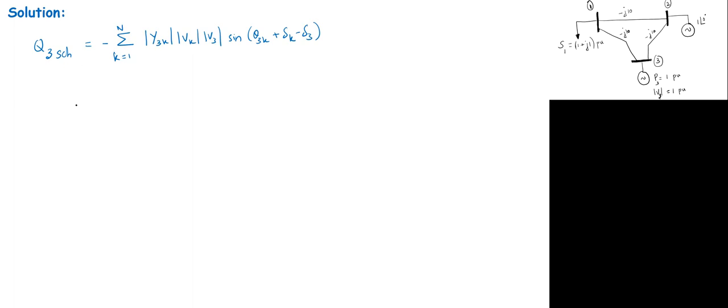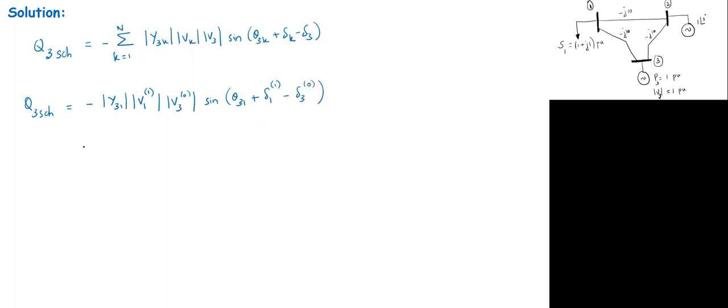So for the system under consideration, Q3 scheduled is given as minus Y31 V1 of 1 V3 of 0 sine theta 31. This is the admittance angle that can be obtained from the bus admittance matrix, plus delta 1 of 1 minus delta 3 of 0.